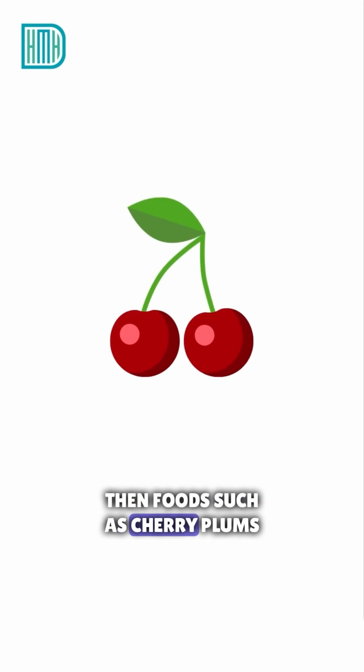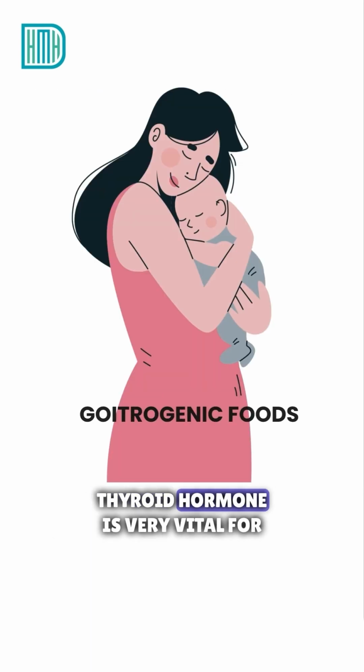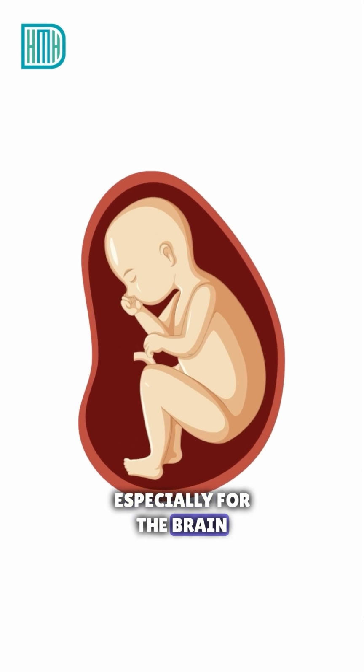Then, foods such as cherry, plums, almonds, apricot, and strawberry may also interfere with the activity of your thyroid gland. Pregnant and nursing women should also avoid goitrogenic foods because maintaining a healthy level of thyroid hormone is very vital for the developing child, especially for the brain development of the child.